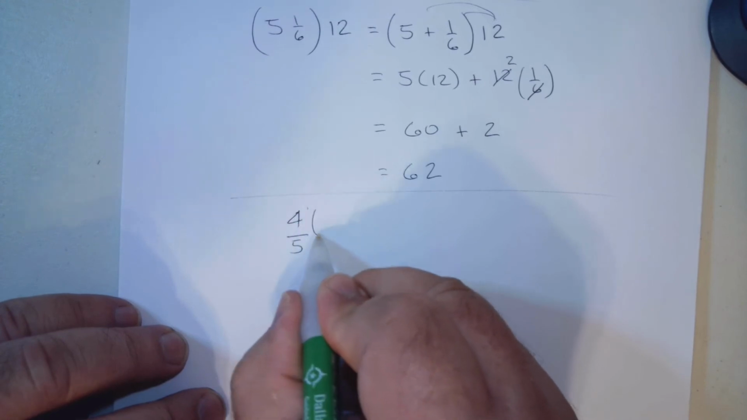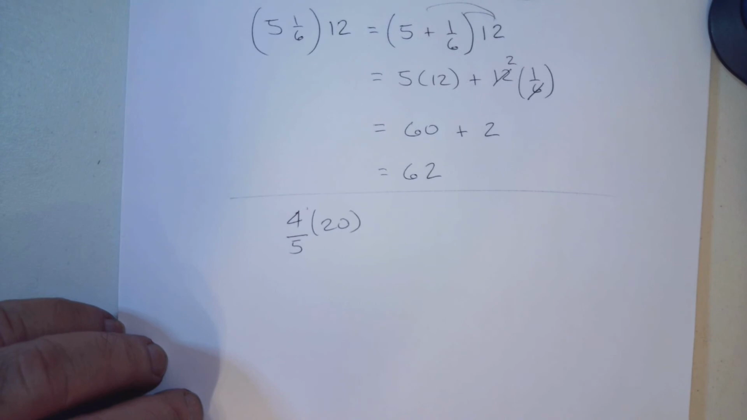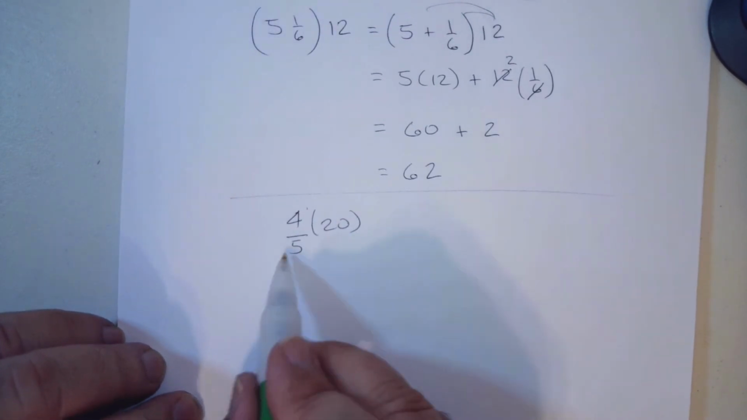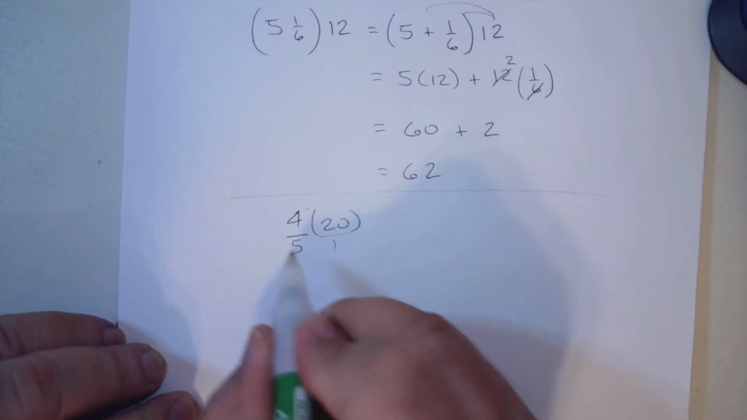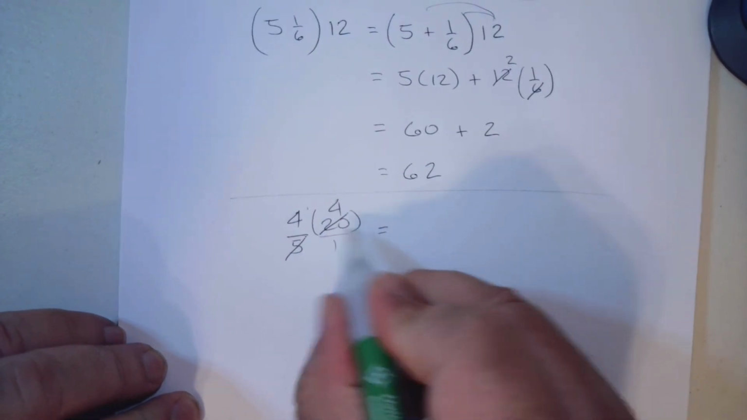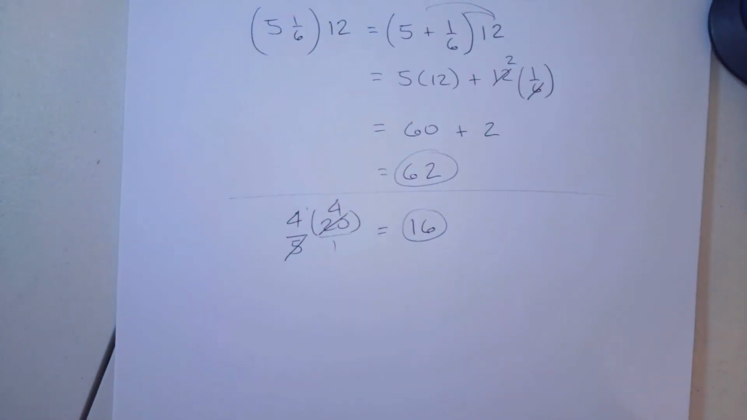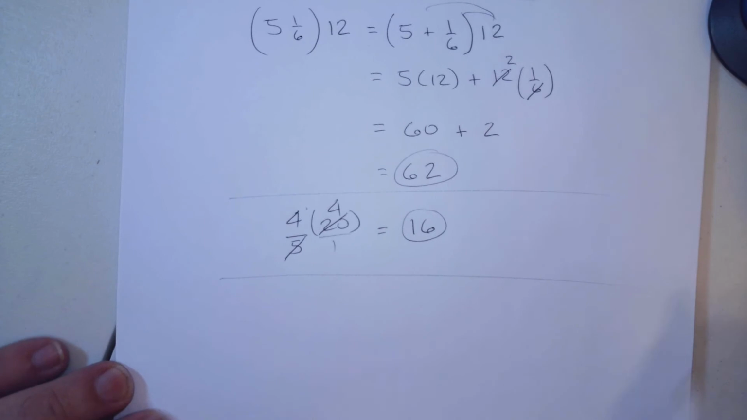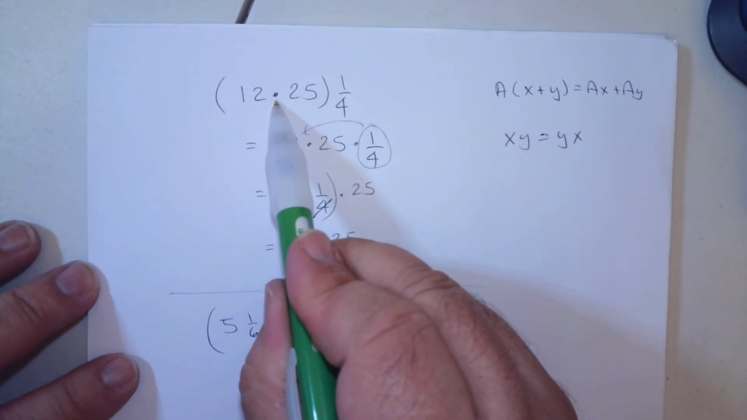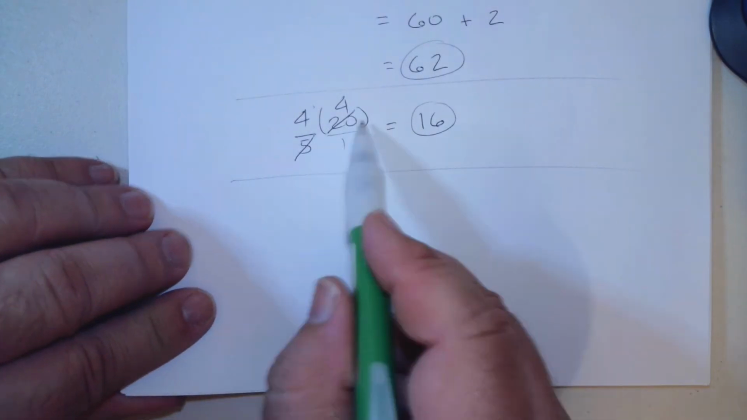Four fifths times 20. It's all multiplied, so before I do anything, I cancel. This 5 goes into 20 4 times, so 4 times 4 is 16. So you have to be very careful. There's a multiplication sign there, and it's multiplied there. This becomes a plus, so now you can distribute. This is just straight up.